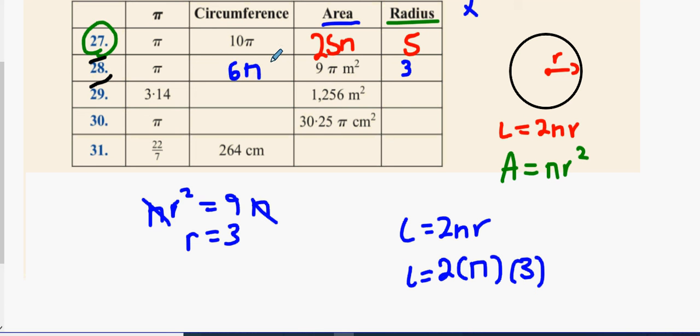Everybody cool with that? Everybody accept that 29, 30, and 31 are the same thing, except you might not be using the pi symbol. You might be using 3.14 or 22/7.